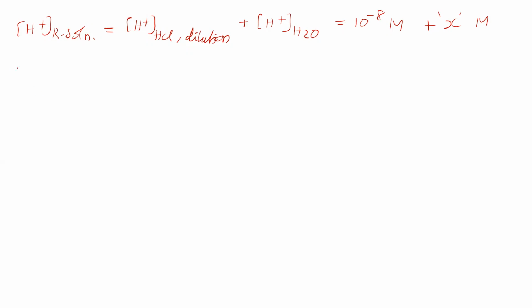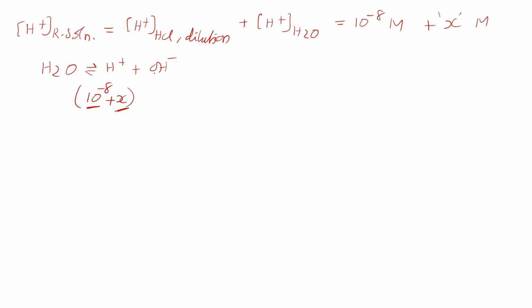Now we have to go for equilibrium. Water is in equilibrium with H plus and OH minus. The H plus concentration at equilibrium is 10 power minus 8 plus X molar. In the resultant solution after dilution, the concentration of H plus is 10 power minus 8 plus X. 10 power minus 8 is contributed by HCl, and X molar is contributed by water in the new equilibrium.